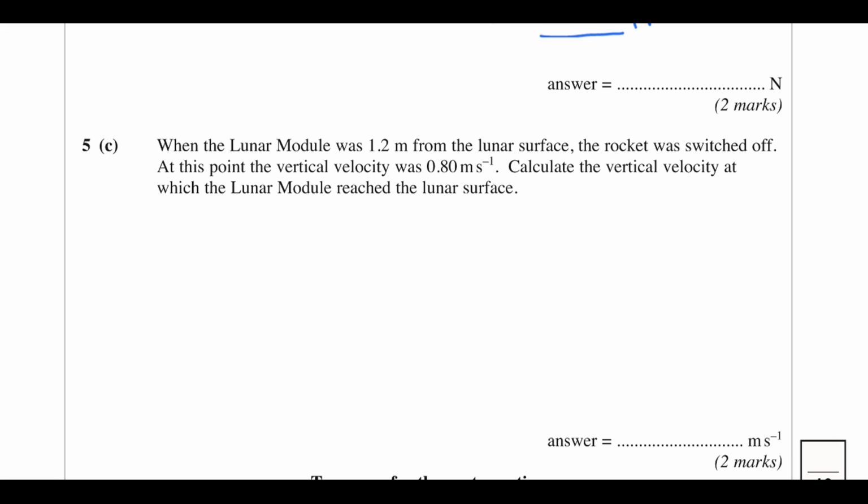When the lunar module was 1.2 meters from the lunar surface, the rocket was switched off, and at this point the vertical velocity was 0.8 meters per second. Calculate the vertical velocity at which the lunar module reached the surface.